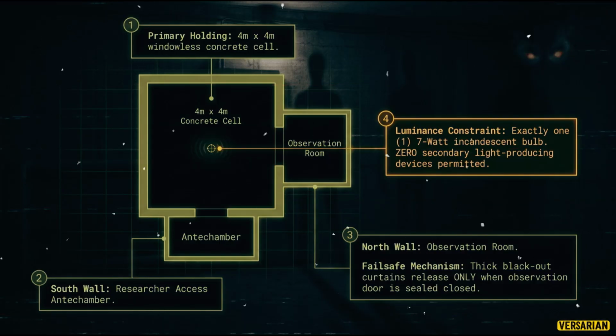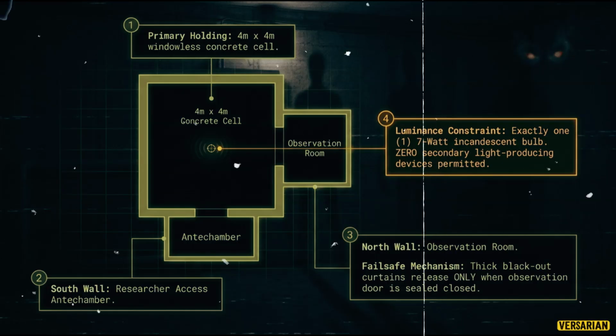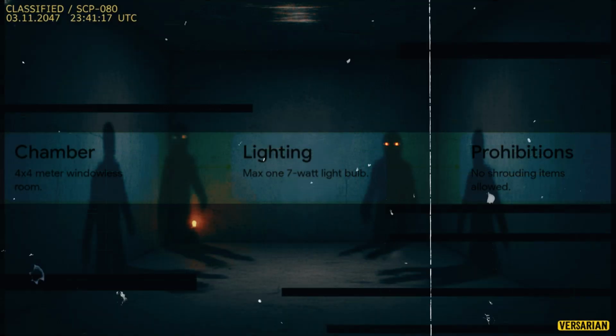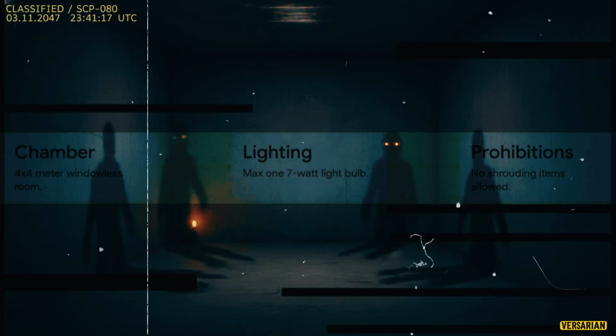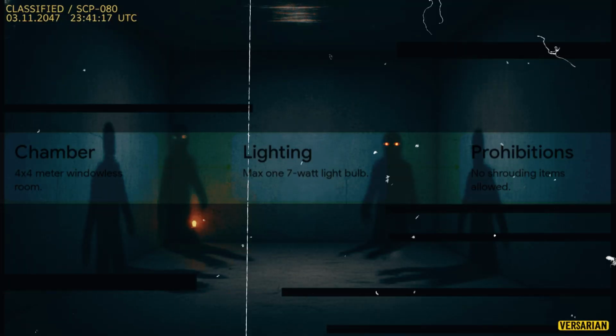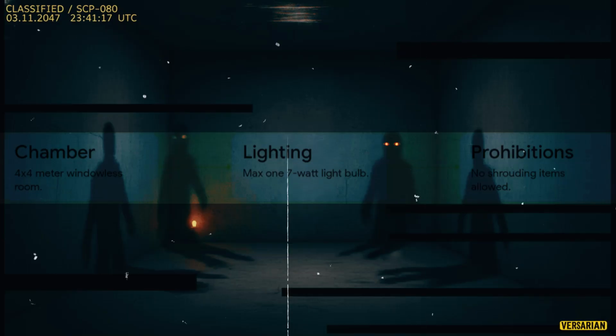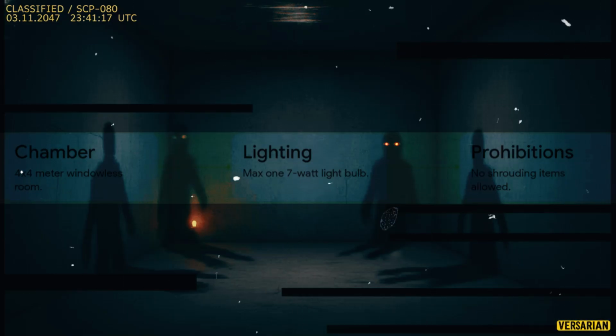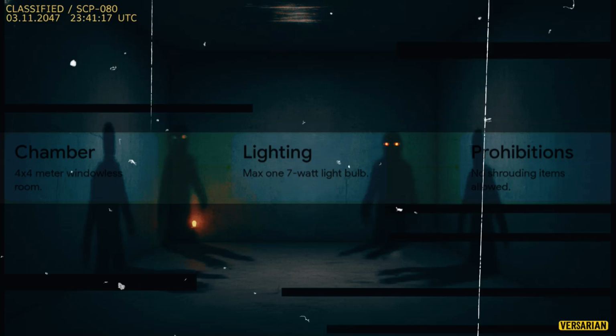Now pay attention to the lighting constraints because they are incredibly specific. We're talking a maximum of one single 7-watt incandescent bulb illuminated in the main room at any given time. That's it. Furthermore, there is an absolute prohibition on any items that could shroud, conceal, or otherwise hide the entity. I mean, no cupboards, no beds, no sheets.